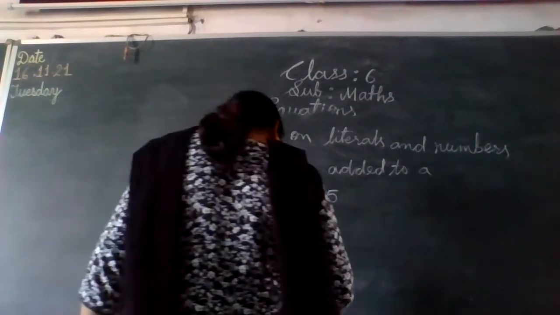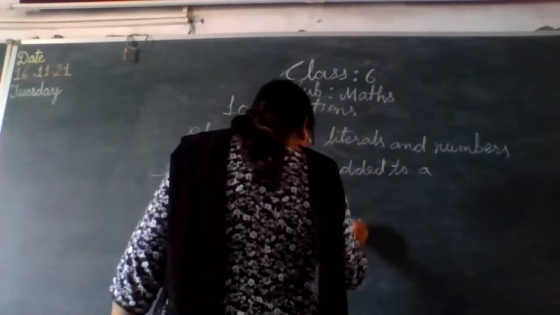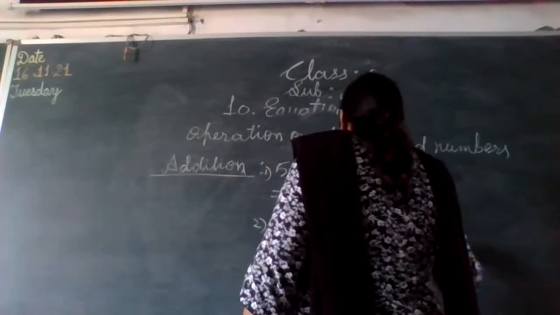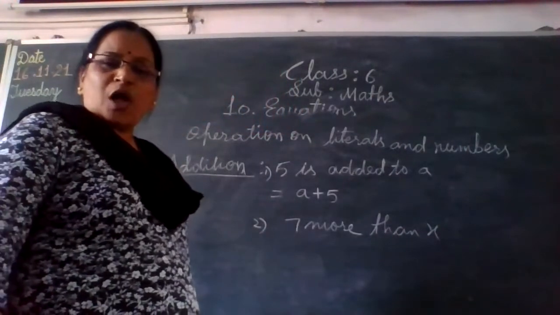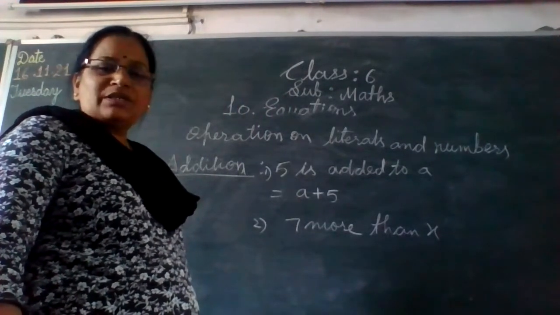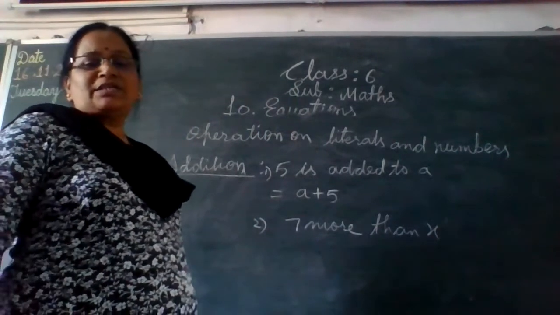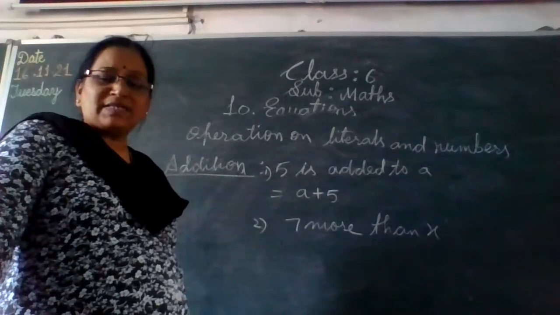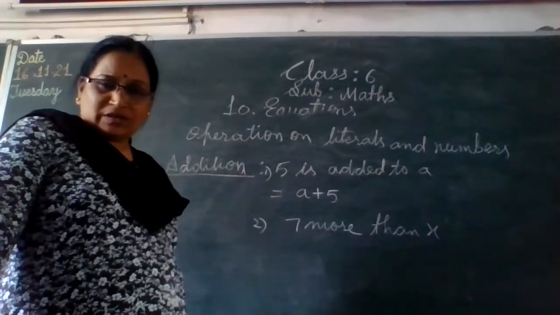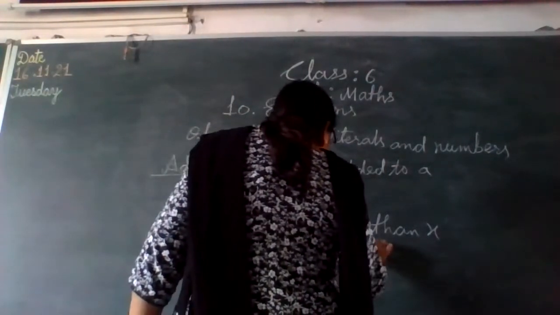See the second one. 7 more than X. So how will you represent more in maths? So we use the operation plus. Means you have to add. Decrease, for decrease you will use subtraction, the minus sign. For the product you have to use multiplication. Okay. So 7 more.